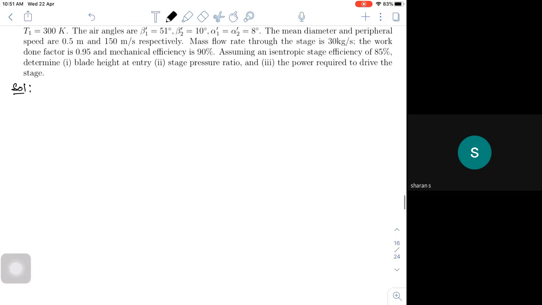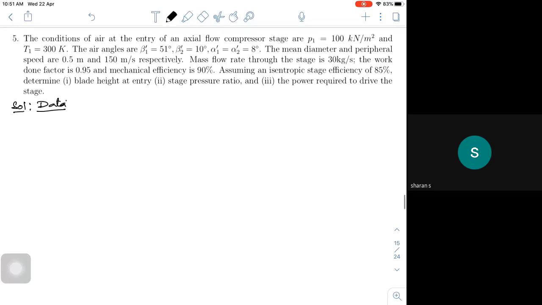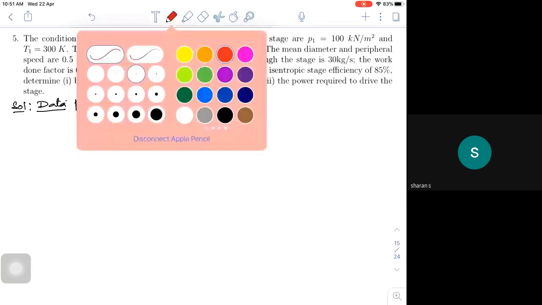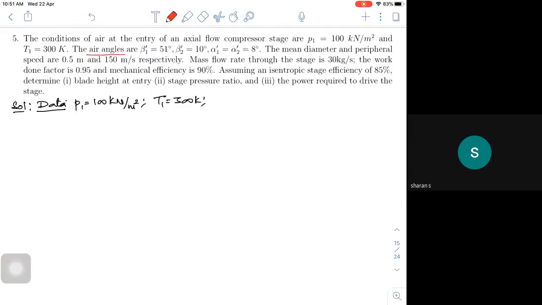Let us write the data. They have given P1 is equal to 100 kilonewton per meter square and T1 is equal to 300 Kelvin. The air angles are given. They have not given the blade angles. These are air angles, don't get confused with the blade angles. I will draw the velocity triangle and show you where these air angles are.